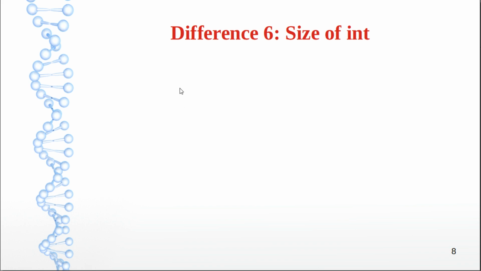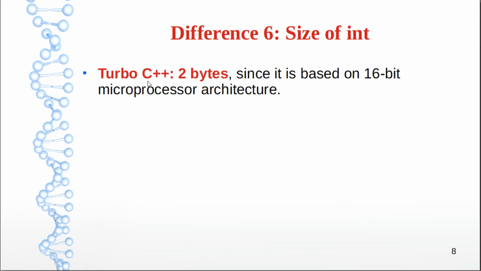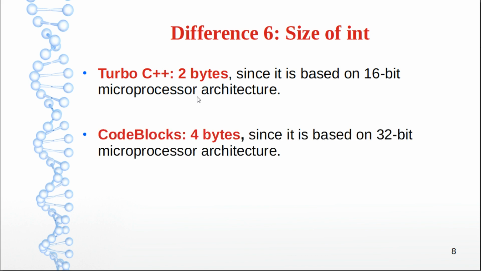The sixth difference is the size of integer. In TurboC, the size of integer is 2 bytes, since TurboC is based on 16-bit microprocessor architecture. In Code::Blocks, an integer consumes 4 bytes, since Code::Blocks uses 32-bit microprocessor architecture.